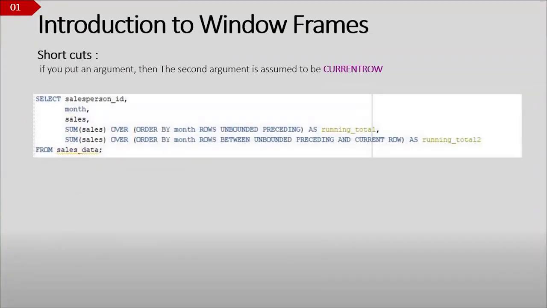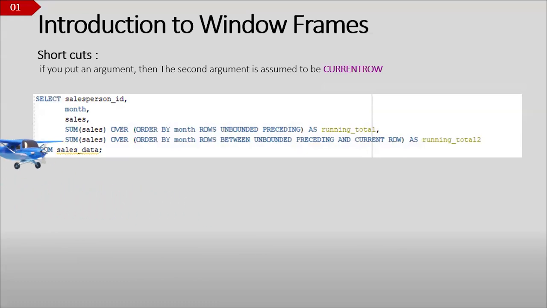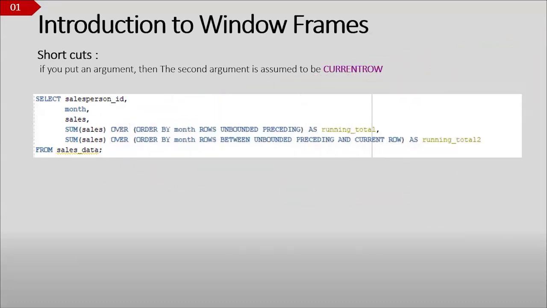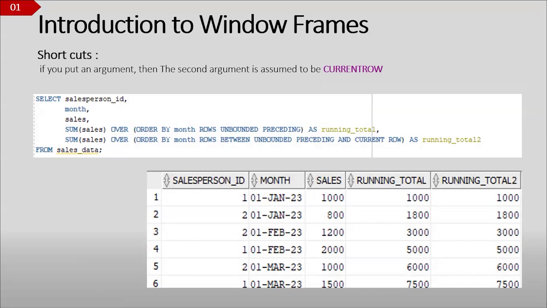Of course, as we said, the default of SQL is between the unbounded preceding and current row. What if you didn't write the current row? SQL is okay with it. It will put it for you. What if you didn't put the unbounded preceding? Also SQL is okay with it. It will put it for you. And here we see that there is no difference whether you put current row or not, because running total 1 and running total 2 have exactly the same value.